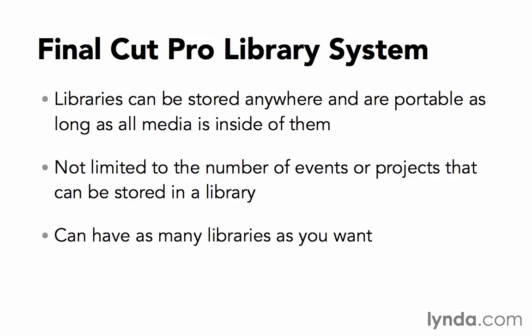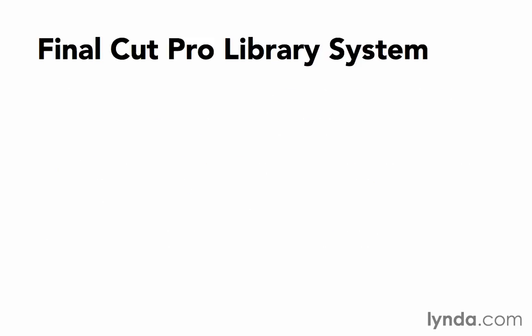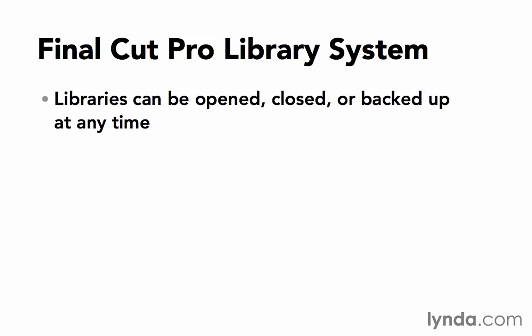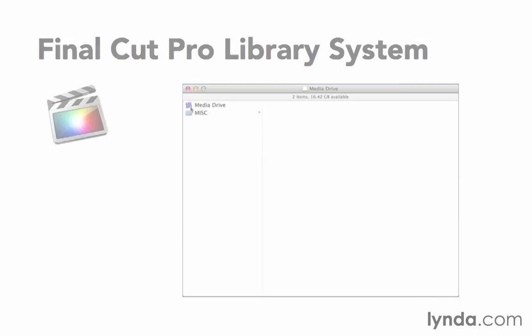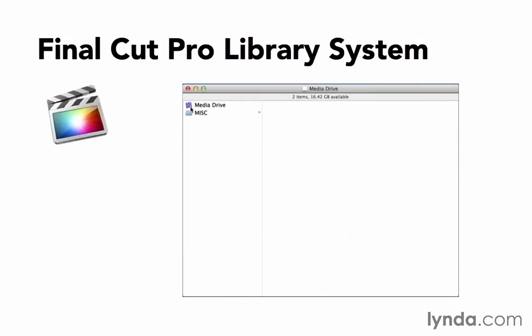You can create as many libraries as you need. So if you want to create a library for each thing that you're working on, you can. Or if you want to store all of your events and projects inside of one giant library, that's okay too. And finally, libraries can be opened, closed, or backed up at any time, but you must have at least one library open when working in Final Cut Pro 10. And just one last thing about libraries, and this is especially for those people coming from previous versions of Final Cut Pro 10 that might be curious.